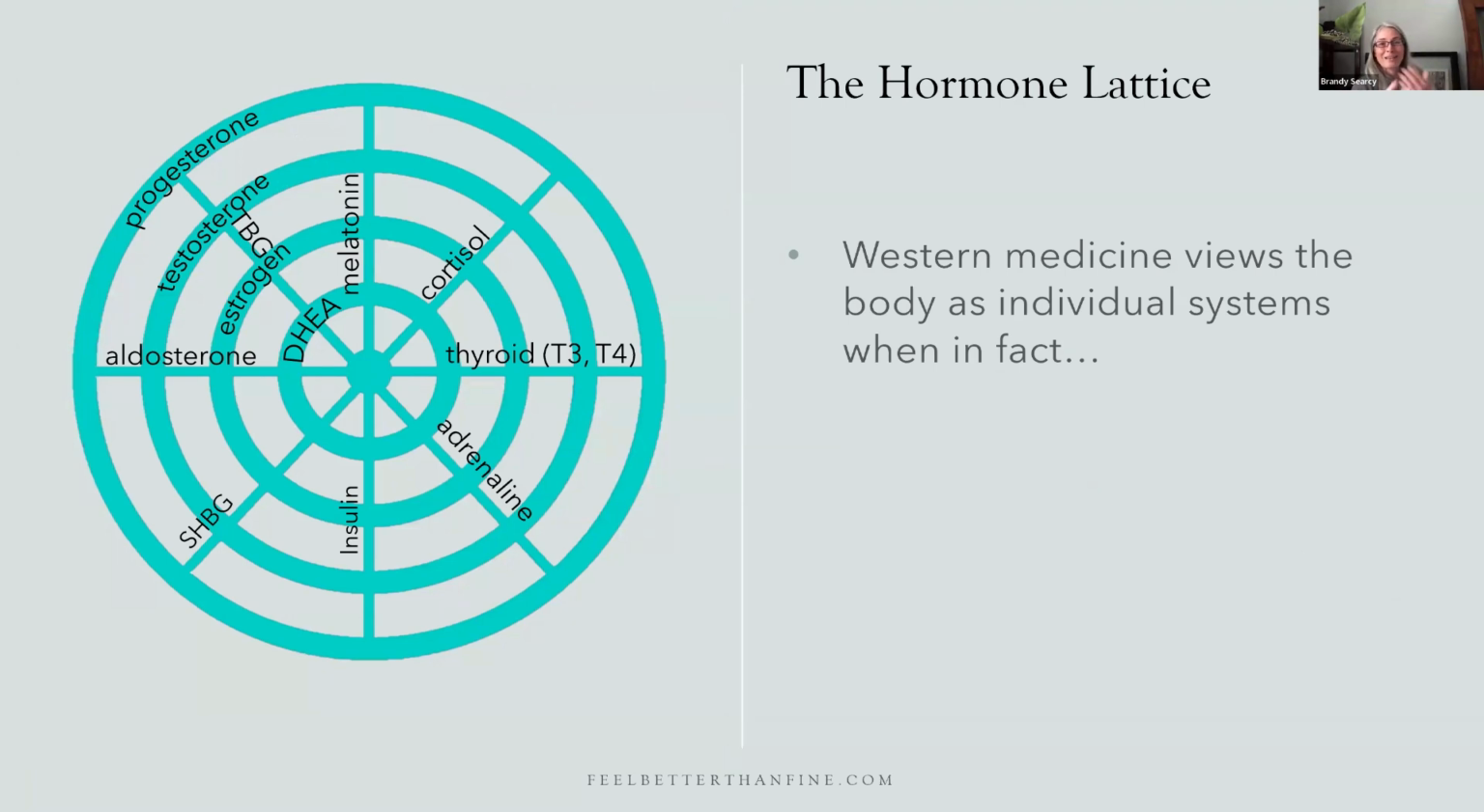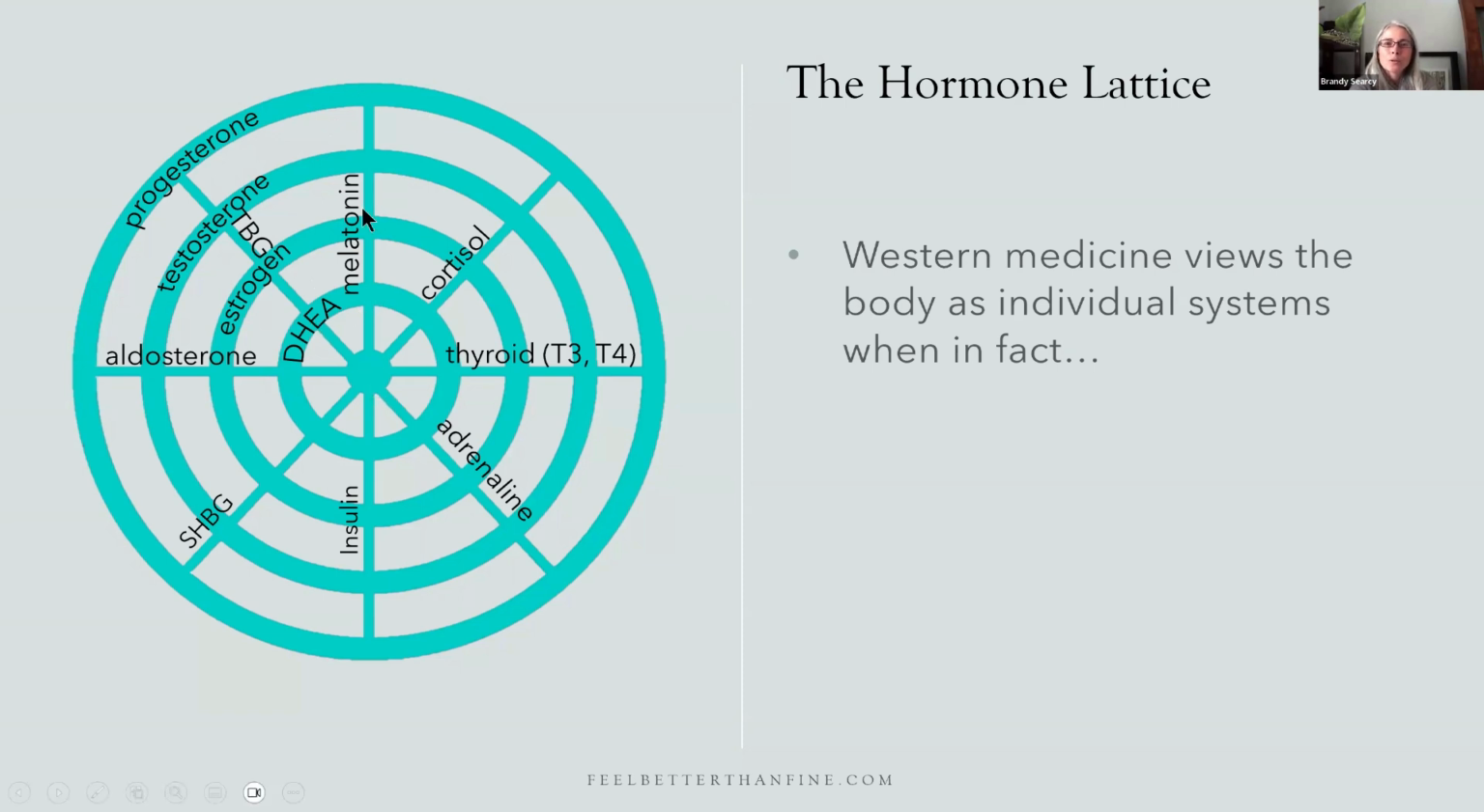I very much like to think of it as a web. So let's just walk through this. Each one of these strands represents a different hormone. So we have progesterone as this outermost ring, testosterone is the next ring, estrogen, DHEA. So all of your sex hormones are the rings in this particular one.